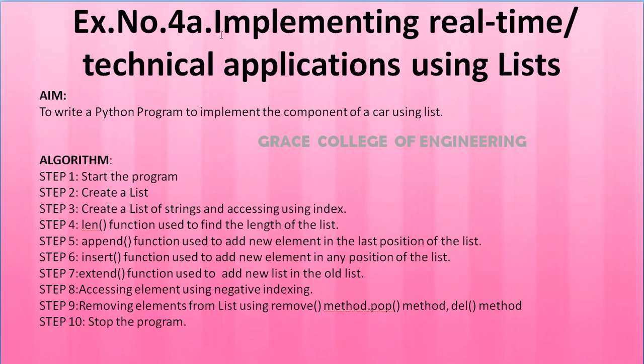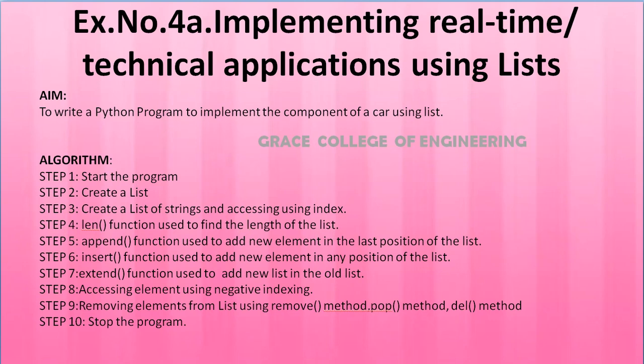Exercise number 4A, implementing real-time or technical applications using list. Aim: to write a Python program to implement the components of a car using list. Algorithm: step 1, start the program. Step 2, create a list. Step 3, create a list of strings and access using index. Step 4, len() function is used to find the length of the list.